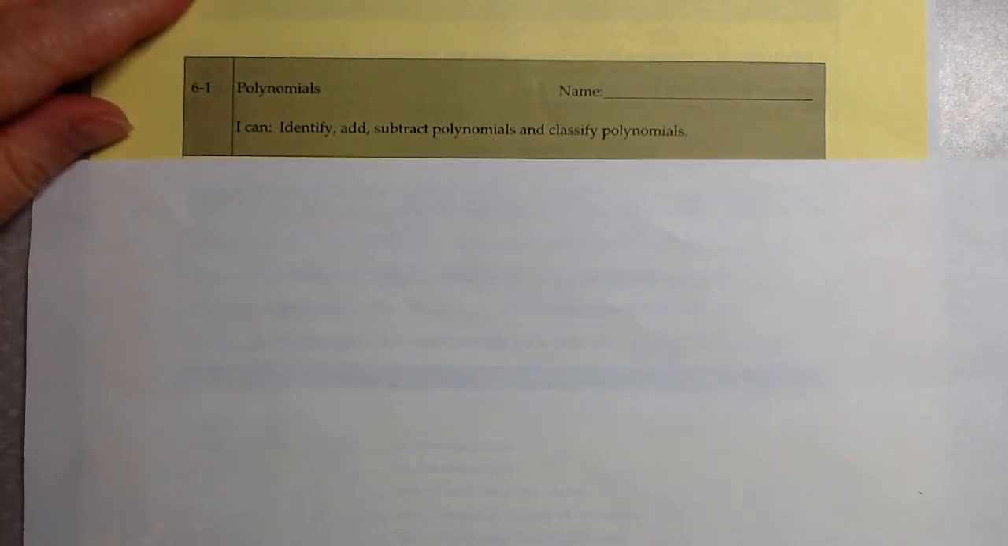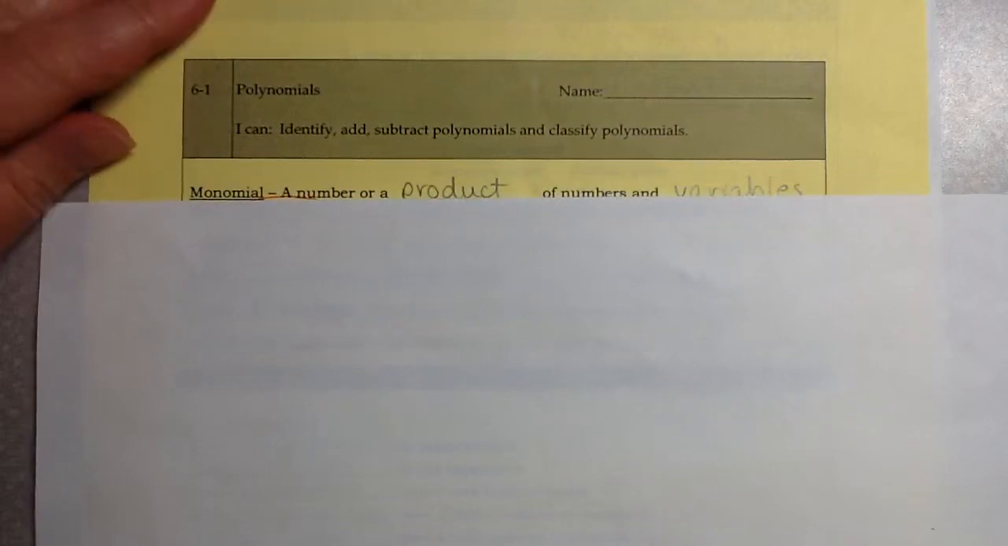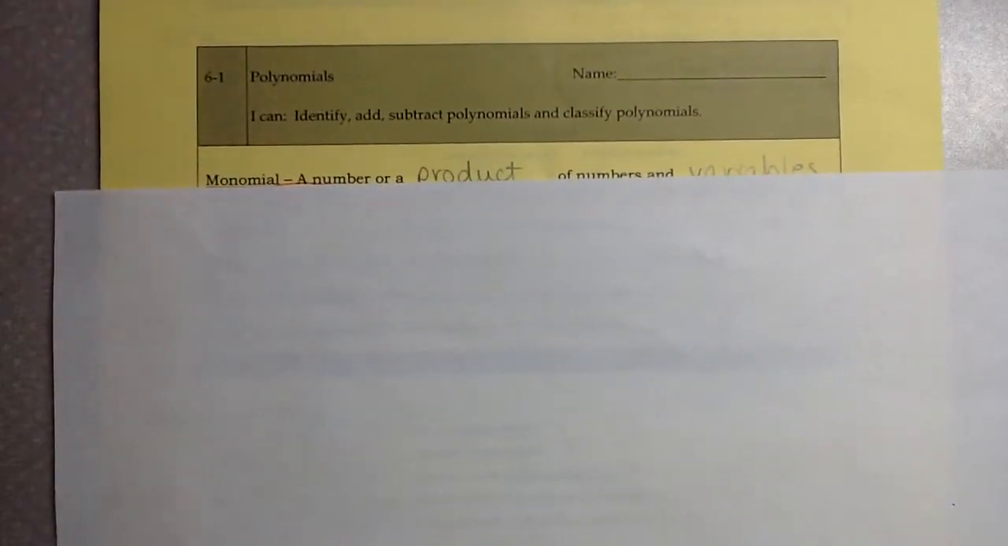In Chapter 5, you worked with quadratic polynomials, and in Chapter 6, you're going to be working with several different types of polynomials. So I want you to be able to identify, add, subtract, and classify polynomials. So let's first just define what a monomial is. That's the smallest type of polynomial.